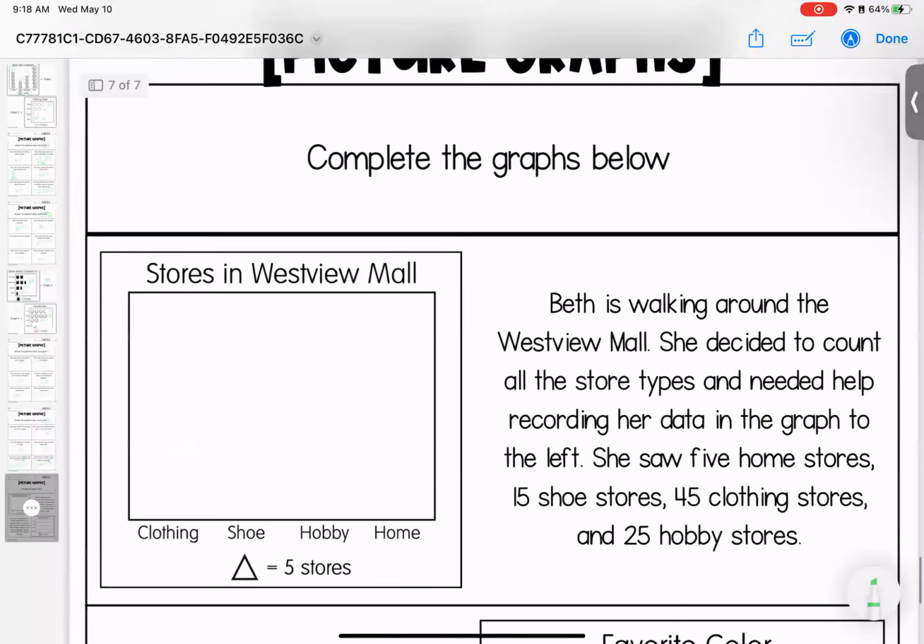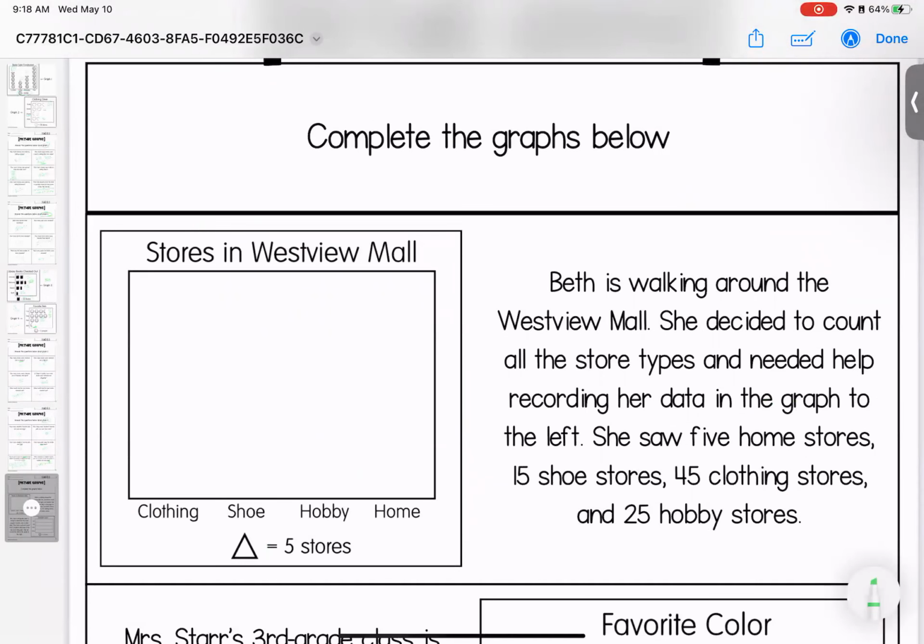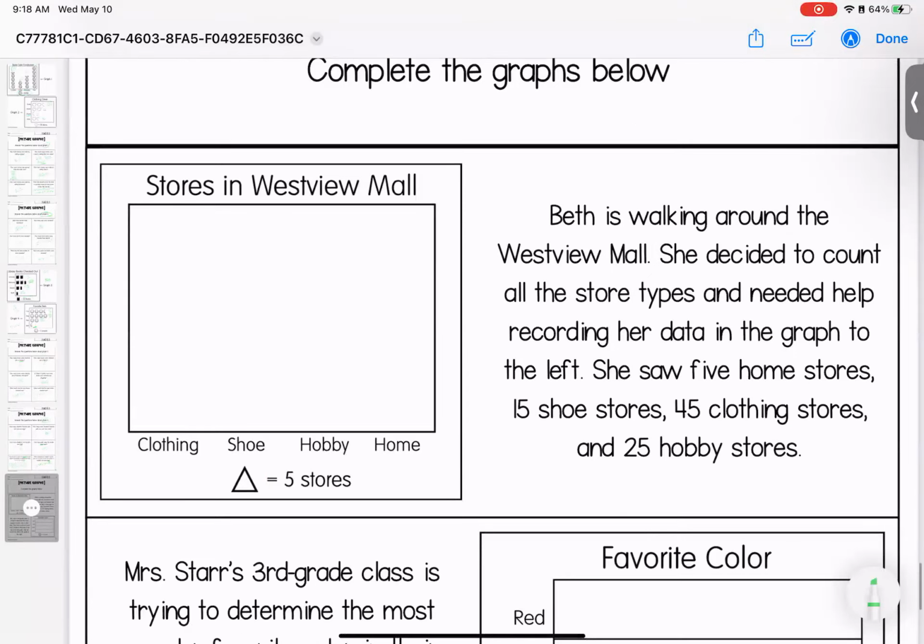We are going to continue on to the last page. So we're looking to complete the graphs, fill in what's missing. So it says that Beth is walking around Westview Mall. She decided to count all the store types and needed help recording her data in the graph to the left. She saw 5 home stores, 15 shoe stores, 45 clothing stores, and 25 hobby stores. Notice down the bottom, each triangle that we use is going to be 5 stores, okay?